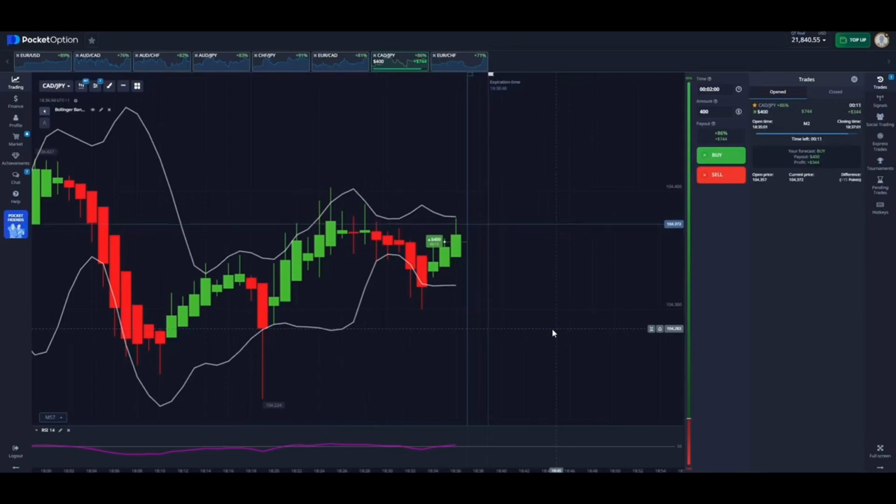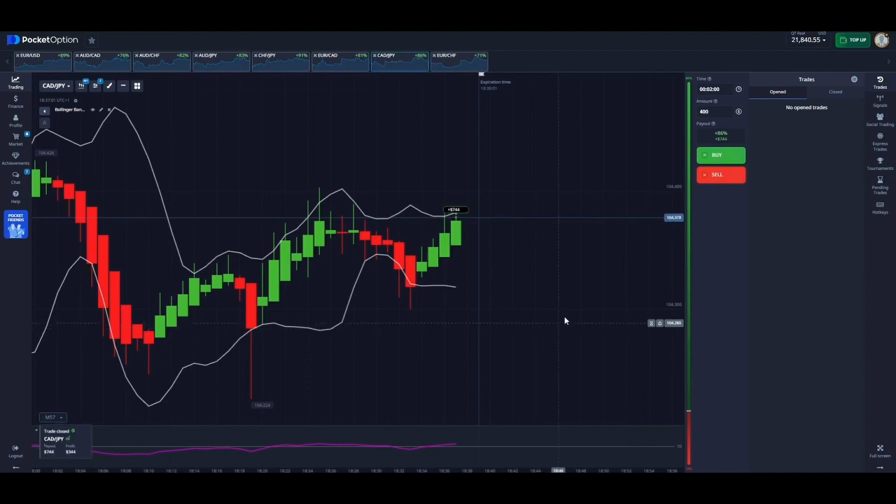Today I'll walk you through a trading strategy using Heikin-Ashi candles along with two indicators, Bollinger Bands and RSI. This strategy helps me make consistent profits daily on Pocket Option and provides reliable signals for currency pairs. Let's dive in.